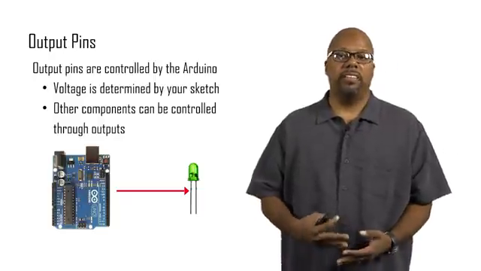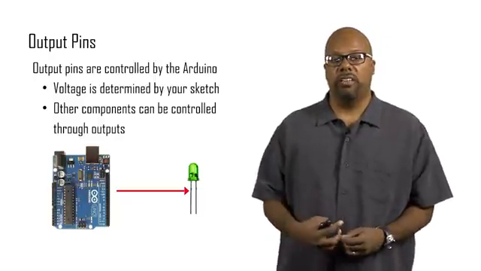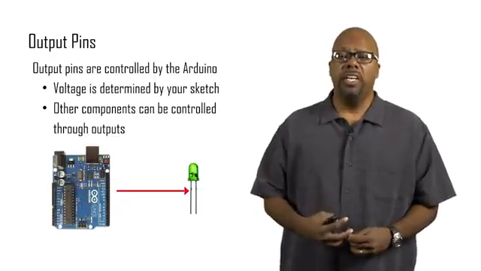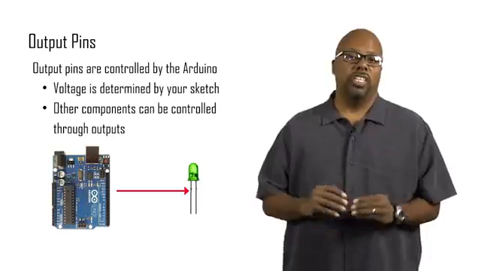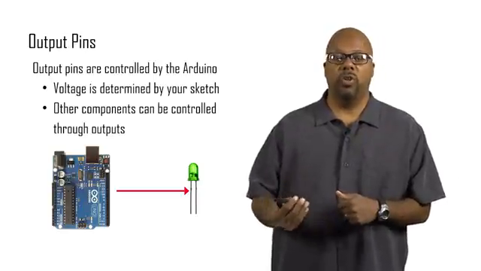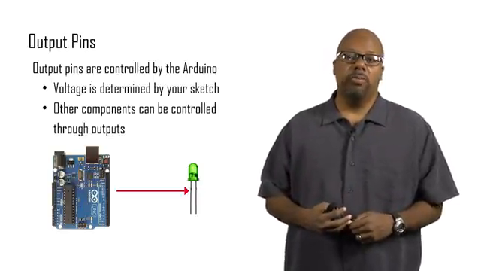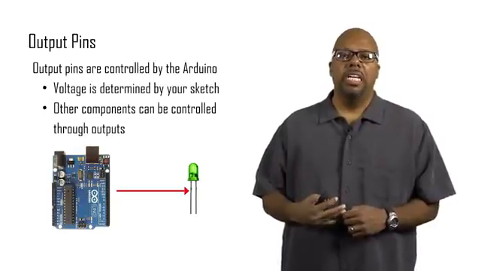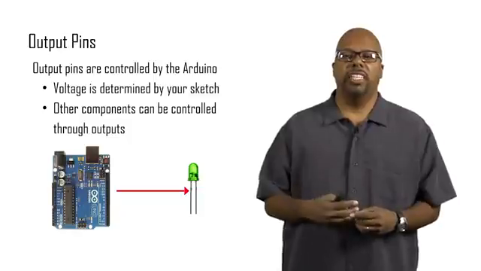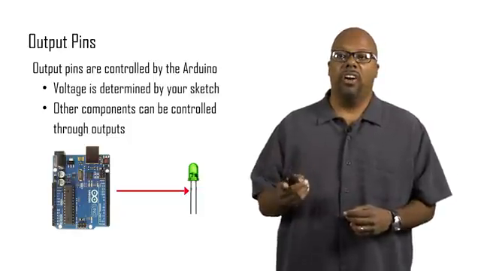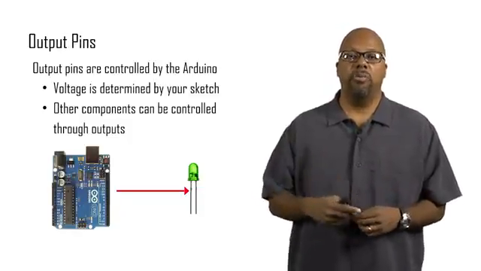So pins can be designated as output pins or input pins. An output pin is controlled by the Arduino, so the voltage is determined by your sketch. So your sketch calls a library function which sets the voltage. Other components can be controlled through these outputs. So say you want to take, like here, an LED, and connect that to an Arduino. You will wire the 2 leads of the LED to the pins of the Arduino.